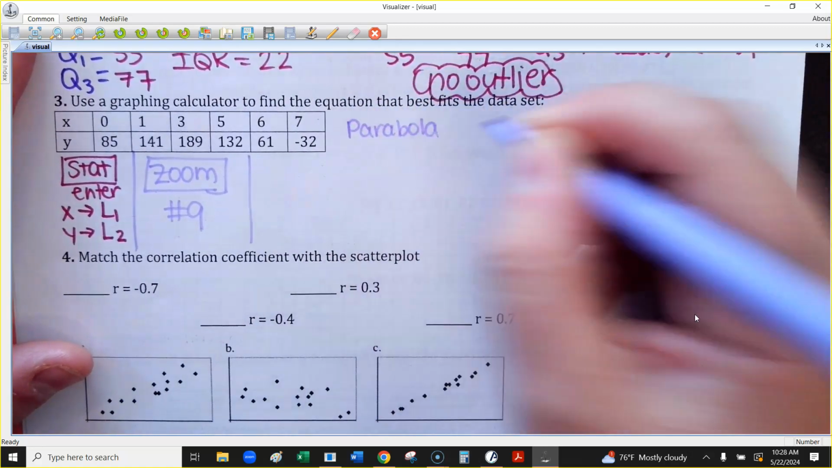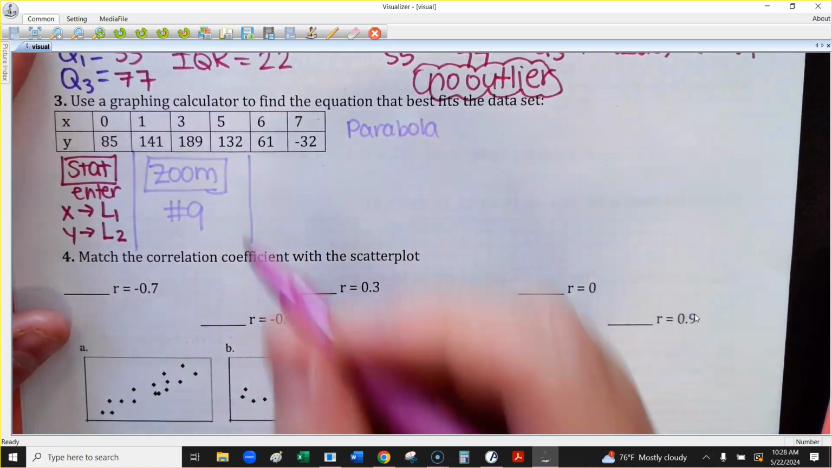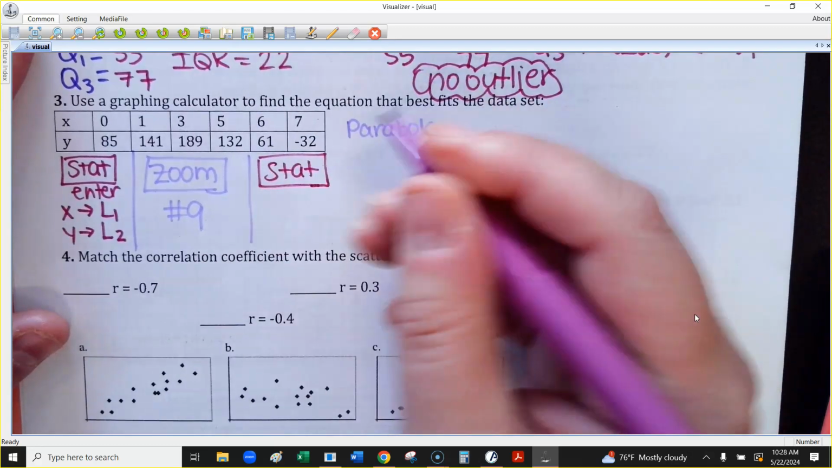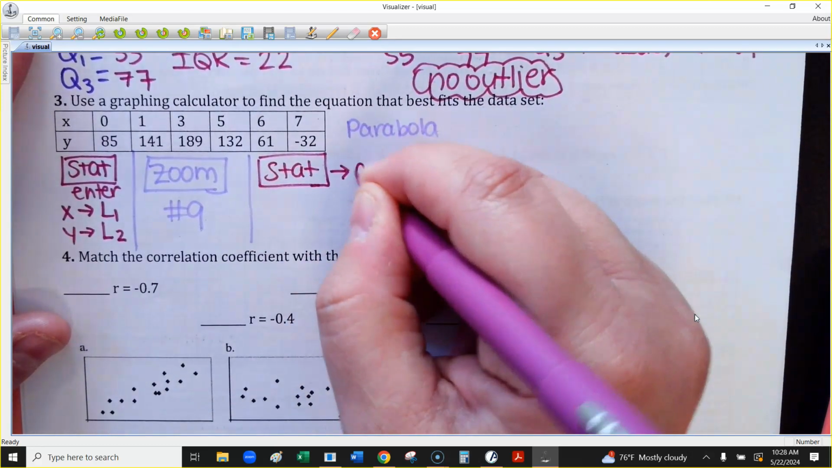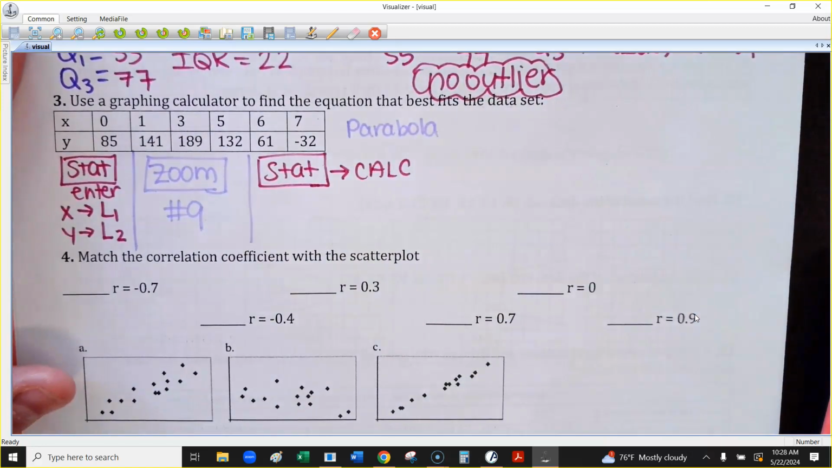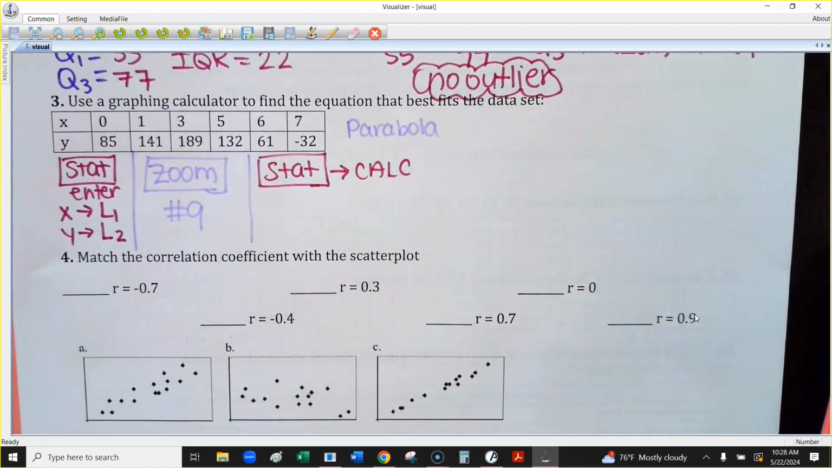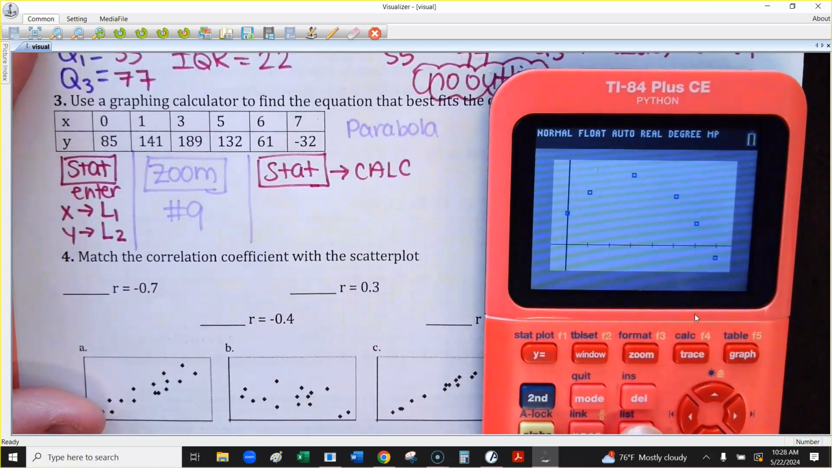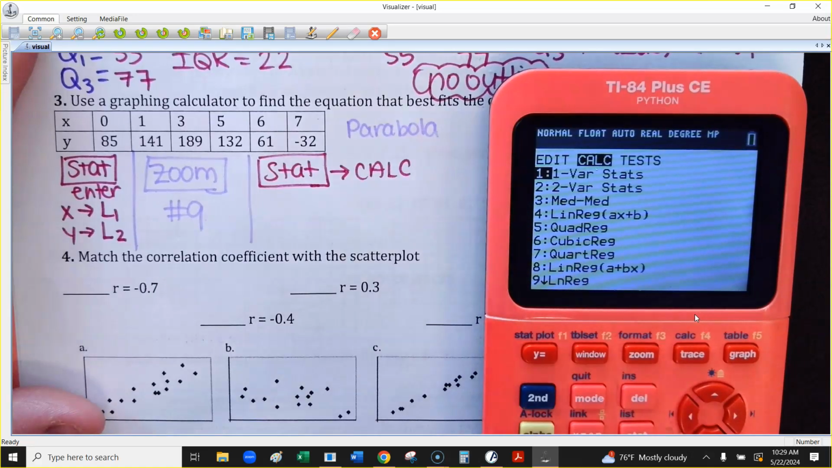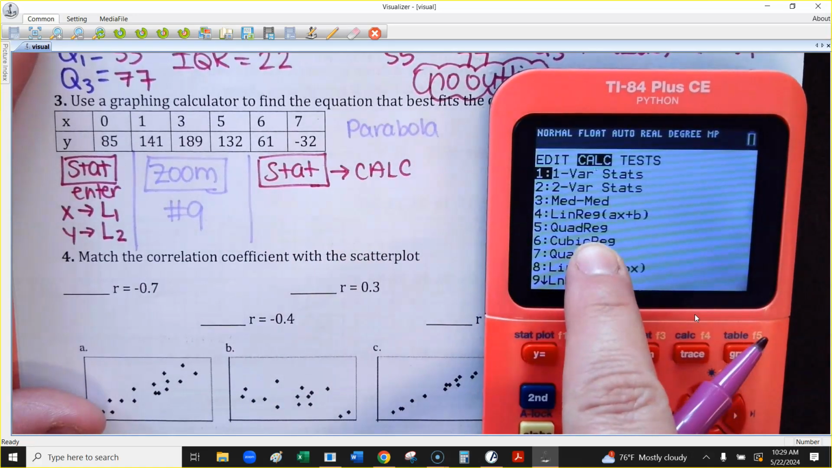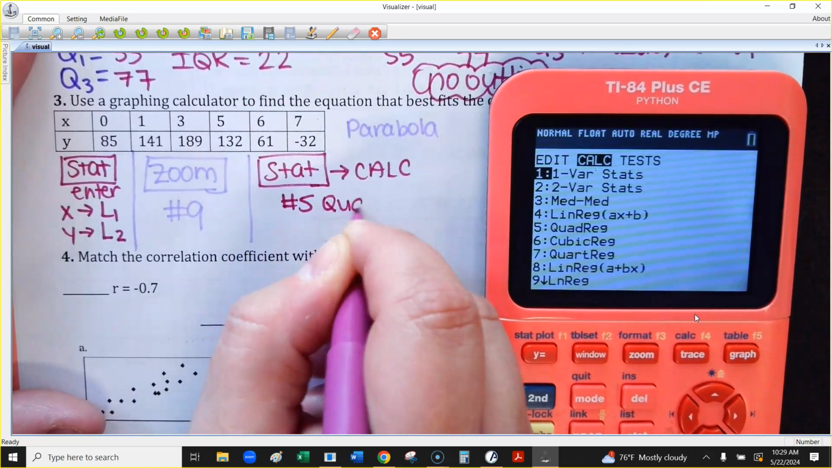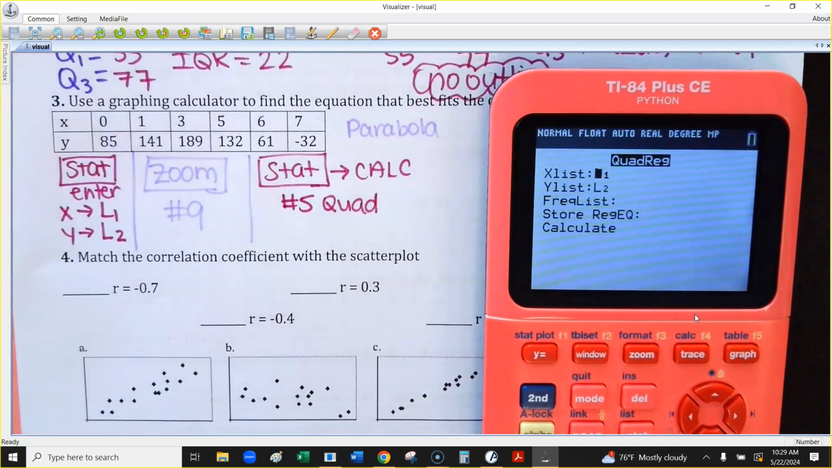Now, once you decide the shape, to get the equation for it, you're going to hit stat. And when you hit that button, you're going to arrow over to the calc menu. You're not going to have to give me an R value or anything like that for the correlation for this on the test. It'll literally just be the equation. So I'm doing stat, calc, and then if you think it's a parabola, you want the quadratic regression. It says QuadReg. So I'm going to either arrow down and hit enter, or you can hit the number 5. And then just keep hitting enter until it shows up on the screen.